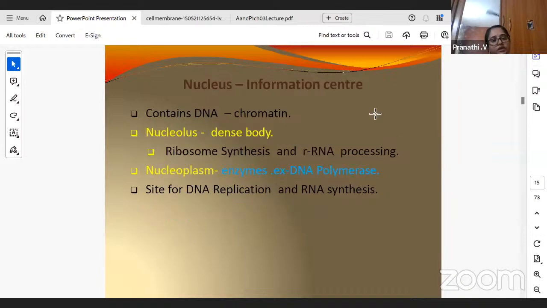When it comes to the nucleus, what does it do? It has the DNA, that is your chromatin. What is it used for? Protein synthesis, ribosome synthesis. So ribosomes in turn produce your proteins. That is where you have your transcription. Then you have the protein synthesis, translation, again playing an important role. In the nucleoplasm, different kinds of enzymes are produced, and your example is your DNA polymerase. And it is the site for DNA replication.